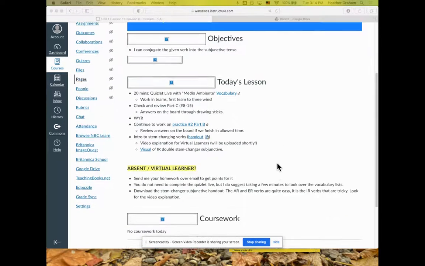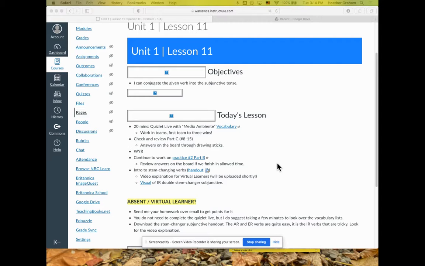If you're looking at the lesson for today, which is Unit 1, Lesson 1, for the 17th and 18th of November. We did a little bit of Quizlet Live, which I said obviously you can't really participate in. We did check and review Part C. We did not actually move on with Part B. We did not have a ton of time. After checking the homework, we went right into our stem changers because subjunctive has some stem changings, and we want to make sure that we understand those.